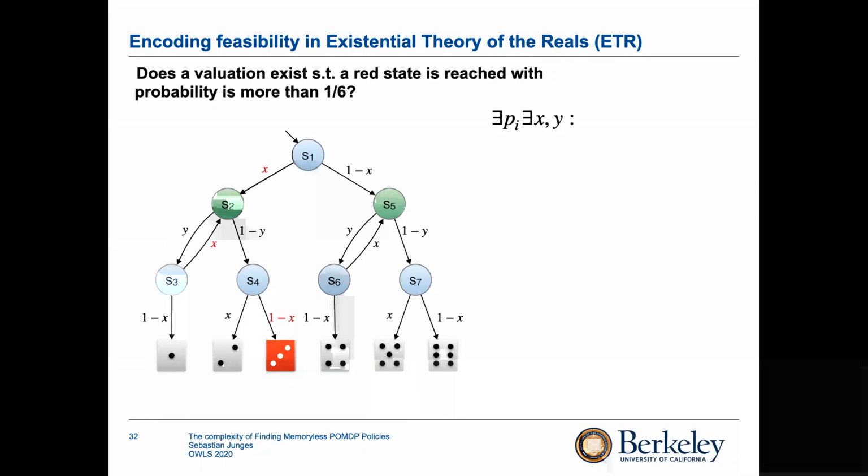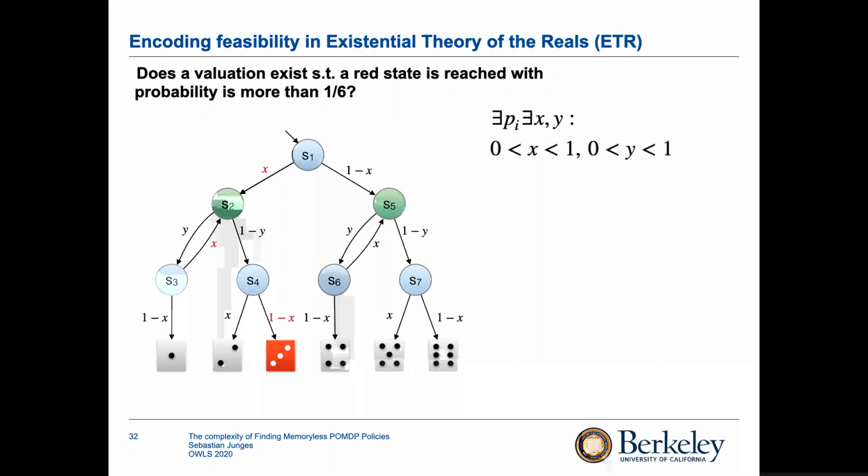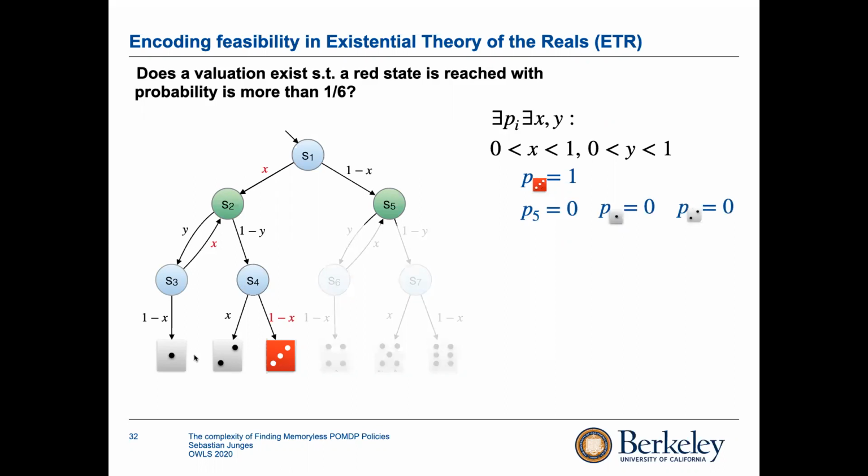And that means that we're looking for variables p_s for every state and variables x and y for the parameters, such that x and y are between 0 and 1, and where we now can go recursively and say, well, we know already that the probability of reaching the red state from the red state is 1. And by some graph analysis, we can show that the probability of reaching the red state from state S5 is 0, because there's simply no path. And the same holds for these two states on the left. So these variables have to be 0.